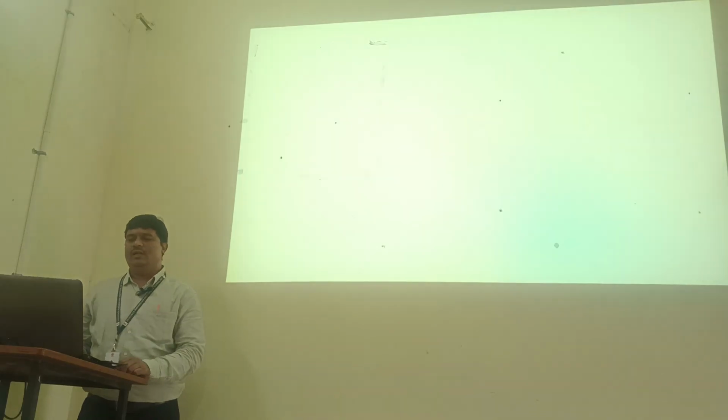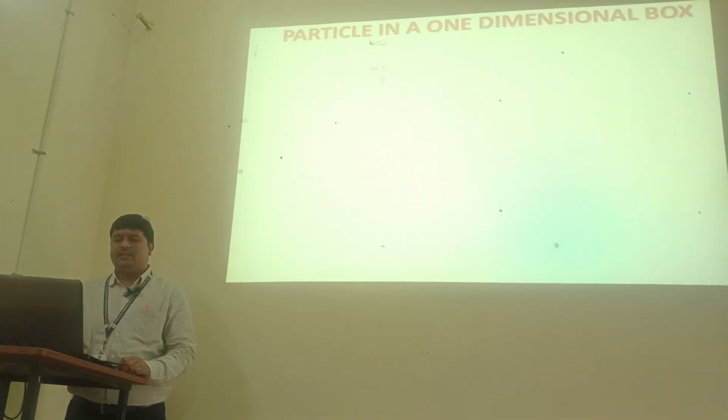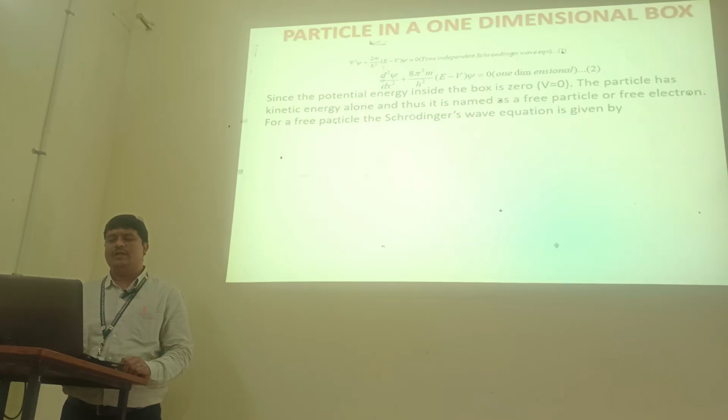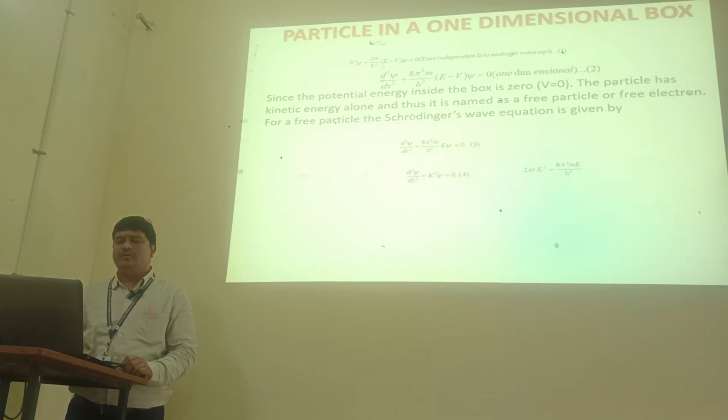Then after derivation, we get the wave function according to the Schrodinger time independent wave equation. Here V equal to 0, so we get d square psi by dx square plus 8 pi square m by h cut square E psi equal to 0.